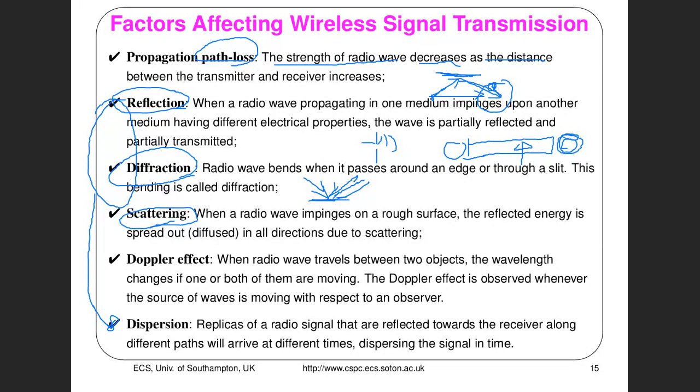But in wireless communications, even when there is no line of sight, we still need those signals. So the dispersion is more severe in radio frequency in wireless communications. Doppler effect, we talked about it before, so I'm going to skip it for now.